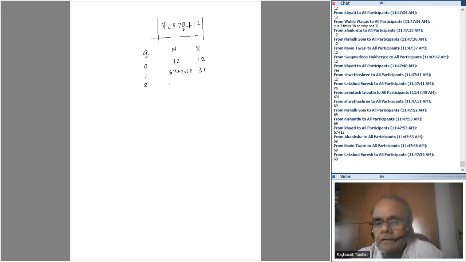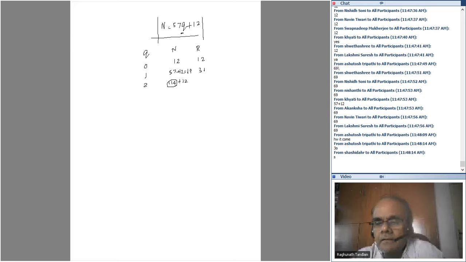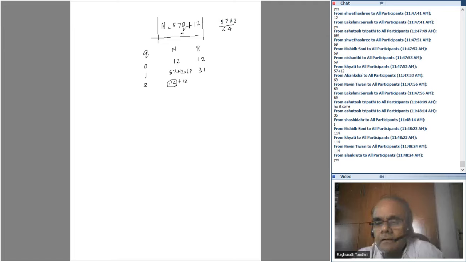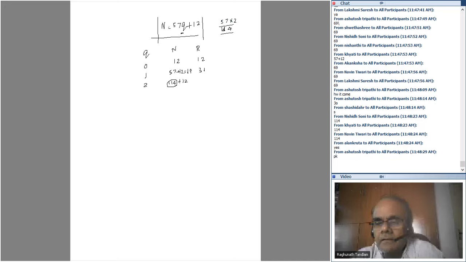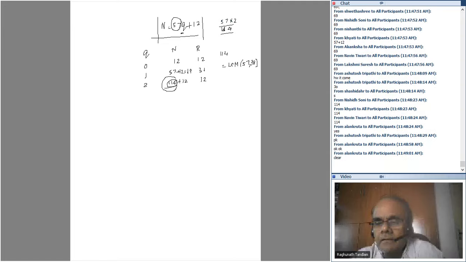If Q is 2, what happens? 114 plus 12. Is 114 a multiple of 38? Substitute Q equals 2 here, Ashutosh. What is 57 into 2? 114. Is this divisible by 38? Therefore, the remainder becomes 12. That's how 114 comes into the picture. Are we clear? 114 is nothing but the LCM of 57 and 38. And because the remainder for 57 is given, you can't take 38x, you should take only 57. Are we clear now? Alankita, I have answered your question, I think. Right. We'll go to the next question.